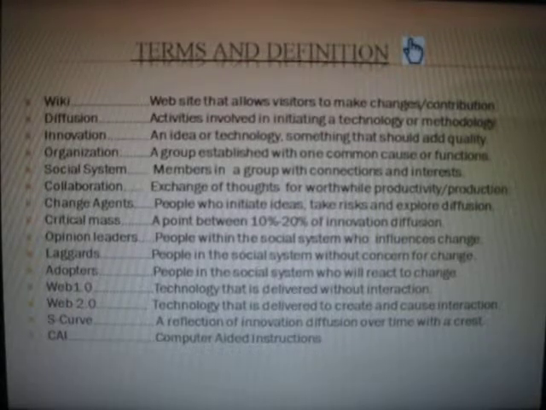Innovation. The diffusion process. Important diffusion concepts. Change agents and adopters. Critical mass and the S-curve as it relates to acceptance in the school system or organization, or the society and K-12 school system.